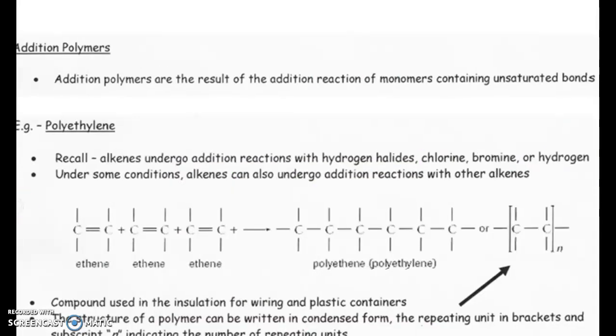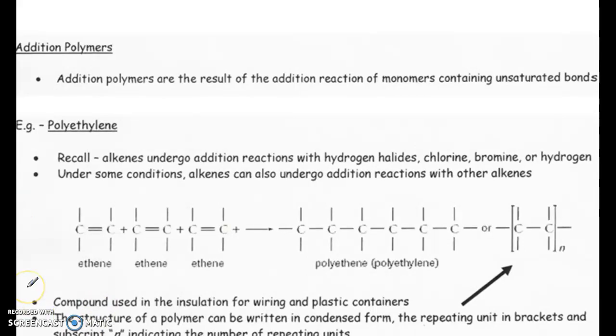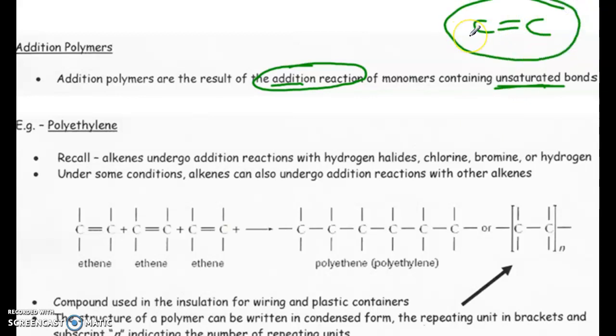All right, let me just fix this here a bit. Okay, so addition polymers are the result of, you guessed it, an addition reaction. The process of an addition reaction is what's going to be actually happening. Of course, it's a little bit different because our reactants are going to be multiple monomers. But just like any other addition reaction, we need to have an unsaturated bond to start with. That means we need a double bond or a triple bond, but I'll be honest, addition polymers are pretty much all double bonds.